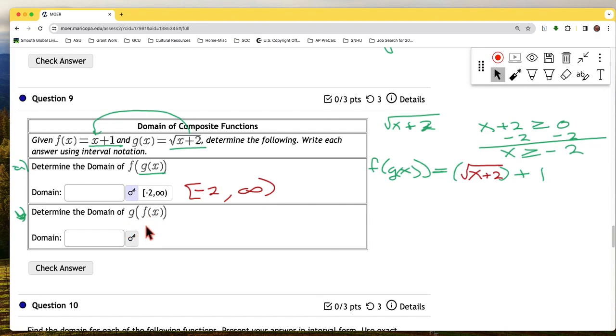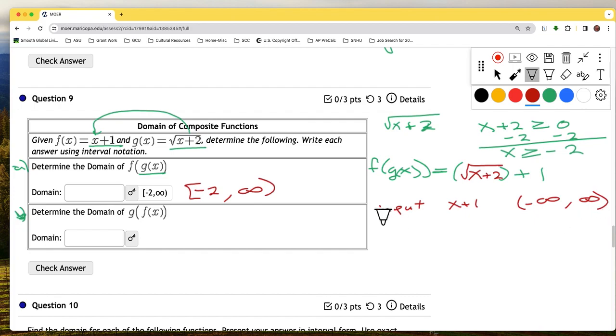Now, if we switch the order that we're putting in, we've got to look at the f of x first, and then we look at the end result. So if we look at f of x, x plus 1, so that's the input function. It has no problems. There's no square root. There's no division by 0. So this is negative infinity to infinity. However, we also have to look at what happens after the output. So we're putting f into g. G is going to be the receiving function.